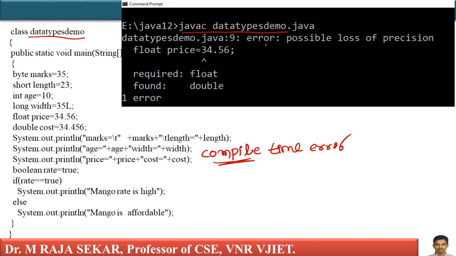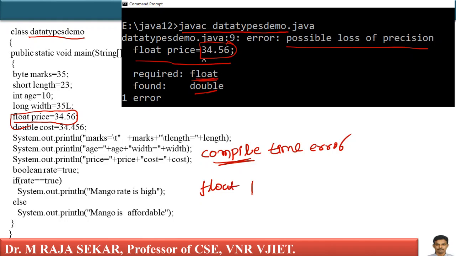What it says, it is specifying possible loss of precision, float price. Just see this variable: float price equal to 34.56. I have difficulty here. Required float. What you need? You need float, but found double. That's what I told you. Required float. What is that variable name? float price equal to 34.56. By default, it will be treated as double.